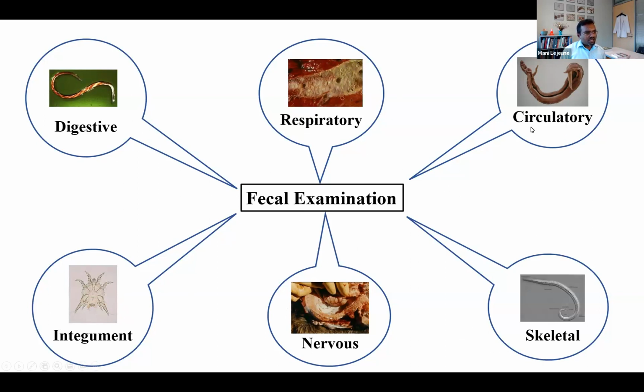I do have here a circulatory system, but it's not relevant to small ruminants. But like in birds, or even in dogs and cats, there are some trematodes which are present in the blood vessels, which void their eggs, and the eggs come out in the fecal sample.